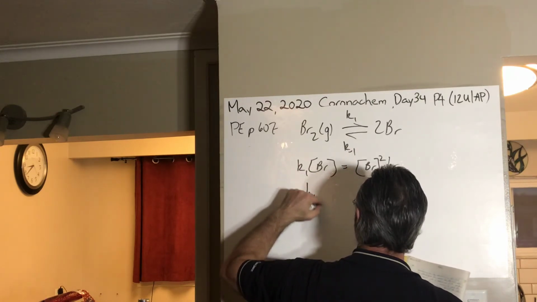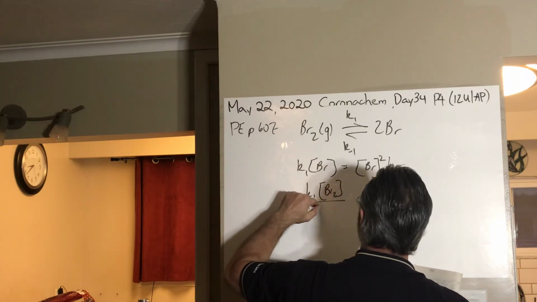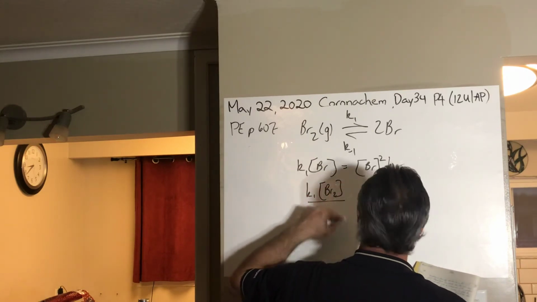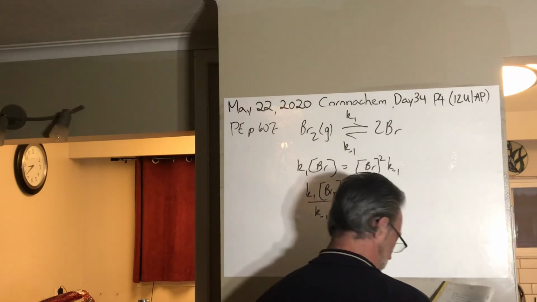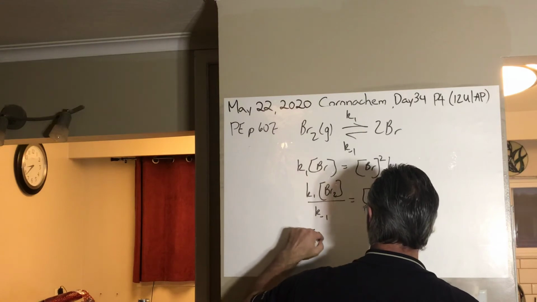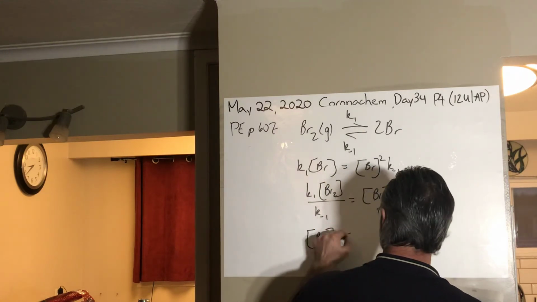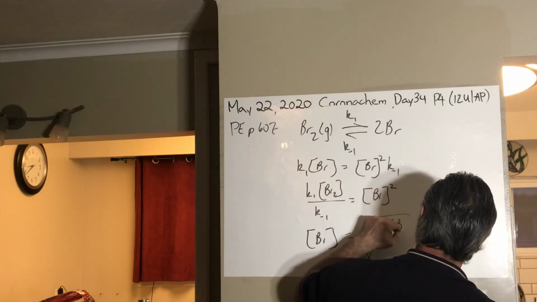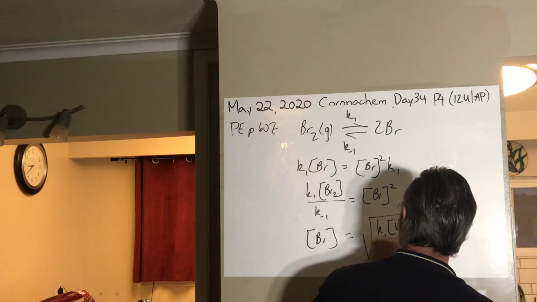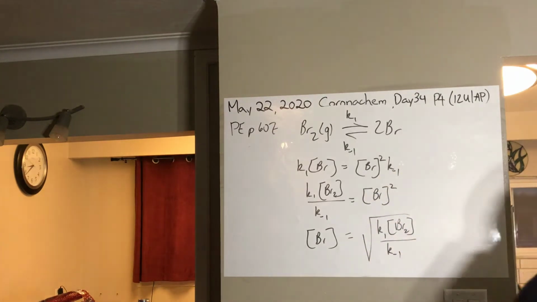So K1 Br2 over K negative 1 is equal to Br squared. Therefore, Br concentration, if you take the square root of both sides, is going to equal the square root of this whole thing. So it'll be K1 Br2 over K to the minus 1, the radical sign over, or raised to the 1/2 power.